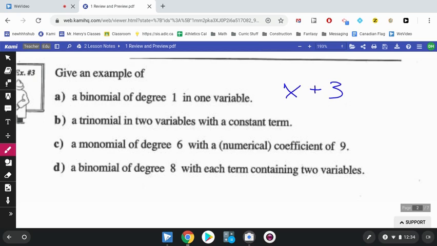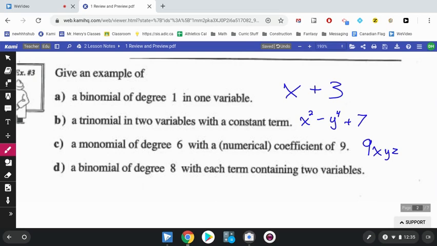A trinomial in 2 variables with a constant term. Doesn't say anything about degree, so I could do whatever I want for degree. Maybe I say x squared minus, and now I'll put in a second variable, y to the 4. And then it says I need a constant term, so I'll go plus 7. Okay, again, a million. A monomial of degree 6 with a numerical coefficient of 9. Coefficient's the easiest thing. I just write a 9, then I start my variable. I'm not allowed any plus minus, okay, but I could have potentially 2 variables, or I could even have 3 variables.